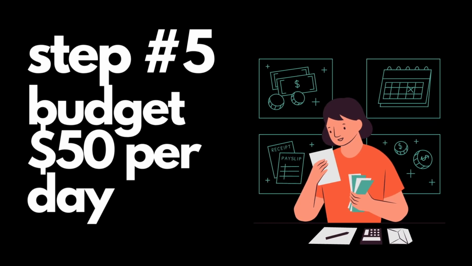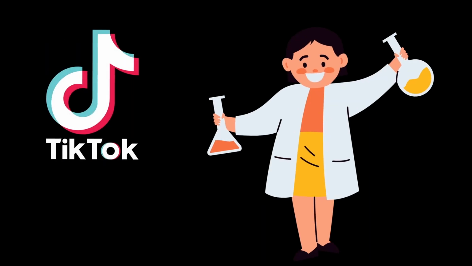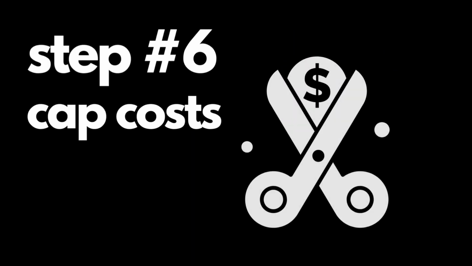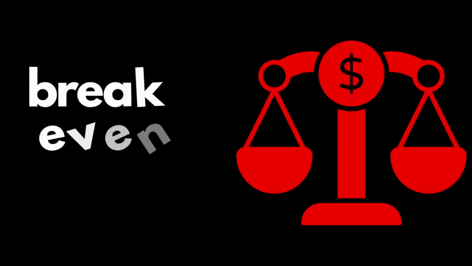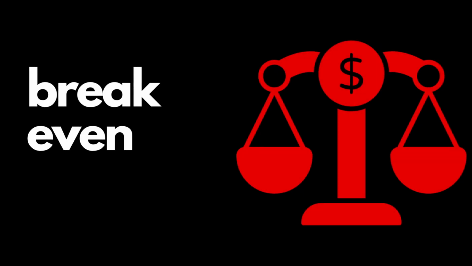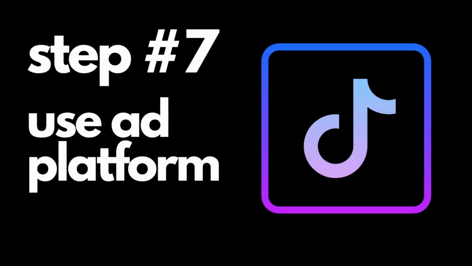Step 5, ideally start with a minimum budget of $50 a day. This will allow TikTok to run more experiments with your ads and show them more audience in order to optimize your ad delivery faster. Step 6, cap your cost per conversion. Make sure that it's at least at break-even point, and that'll allow you to run ads and spend money and not lose it. Step 7, use TikTok's ad platform.